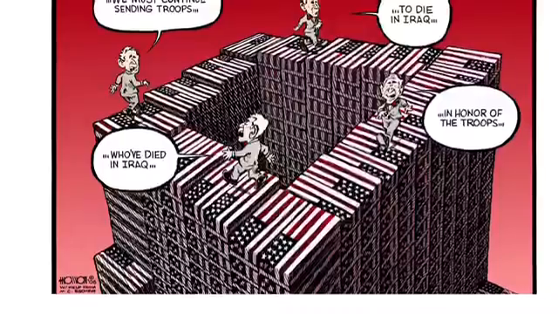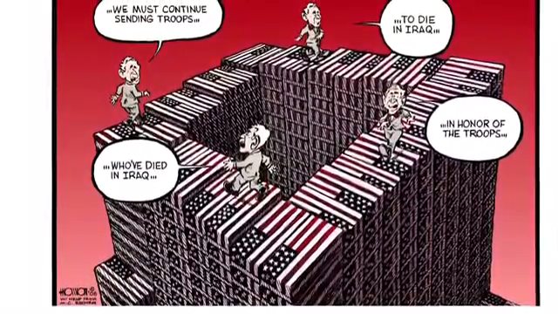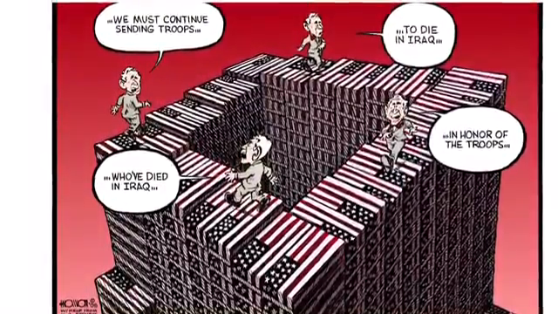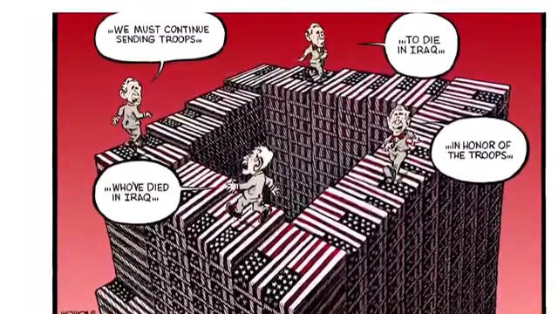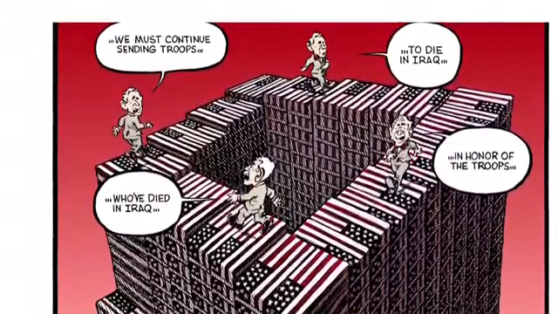This political cartoon showing President George Bush walking around on American flags is a perfect example of circular reasoning in that it keeps saying to die in Iraq in honor of the troops who've died in Iraq. We must continue sending troops. In this case, he keeps repeating the same thing.